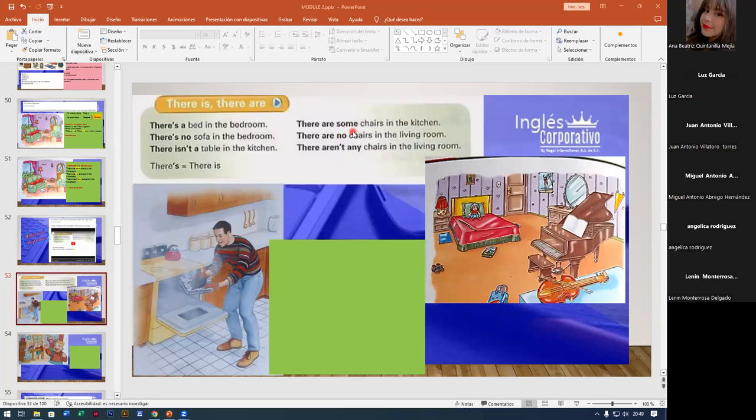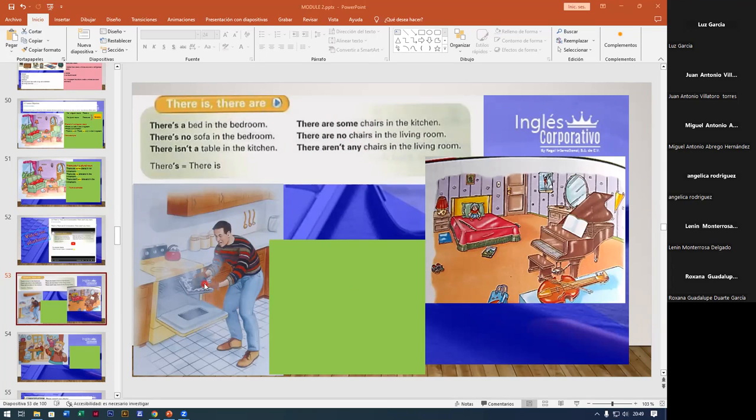So let's keep in mind here that some is only for the affirmative and plural. And there are no is for negative. And we have also plural or also singular. And there aren't any is just to put more emphasis. Any es solo para poner más énfasis. Es que no hay nada de o no hay ninguna. So that's the form. Now, give me other examples, please.